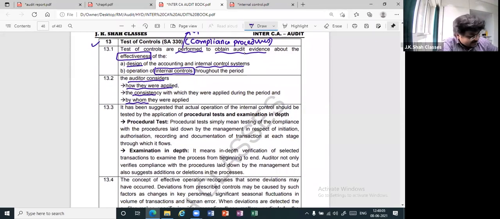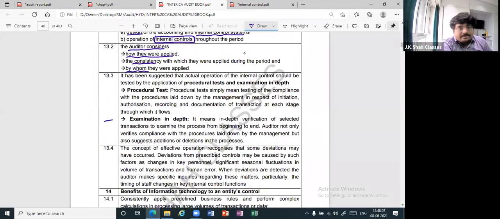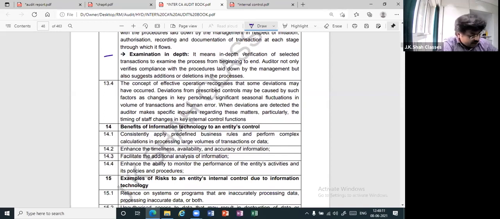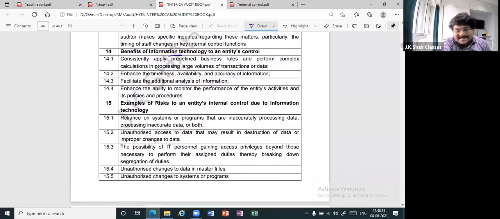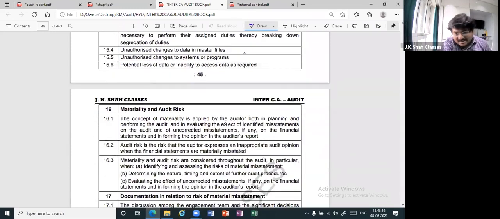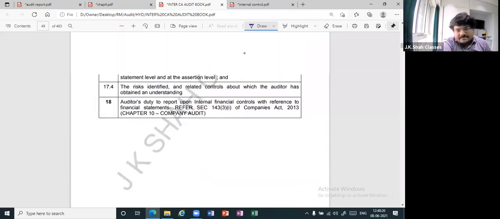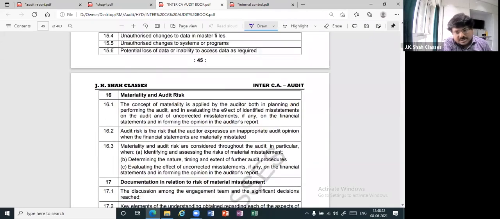Acha. This examination in depth, etc. We have a separate question on that. So that we will do later. Apart from this is information technology, which is there. This is IT related. We are going to do it but later, since it is IT related and you know too much about it. Next is all materiality, etc. That's fine. That we'll see later. Today for us, this much is more than enough.